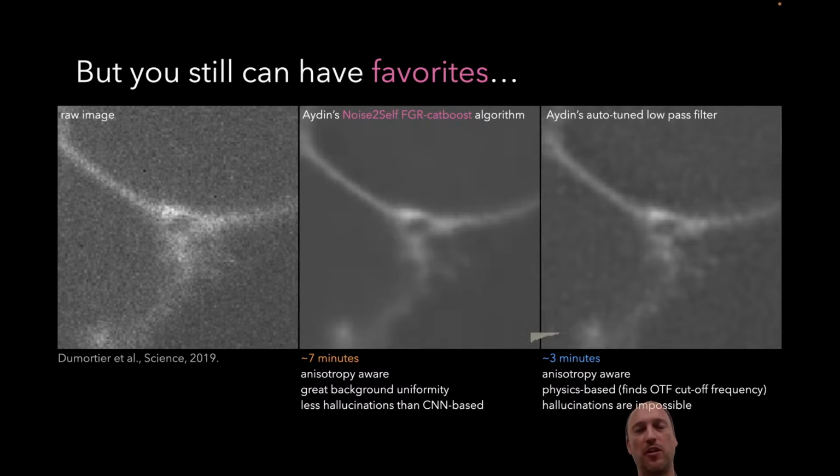FGR CatBoost algorithm, which is essentially noise2self using machine learning. We generate features and we use regression, and we basically use that to denoise images. So it's a different take on noise2self, but it has the advantage of being very fast. It's not as fast as some of the classical methods like low-pass filtering, auto-tune low-pass filtering, but still pretty fast, 7 minutes in this case.